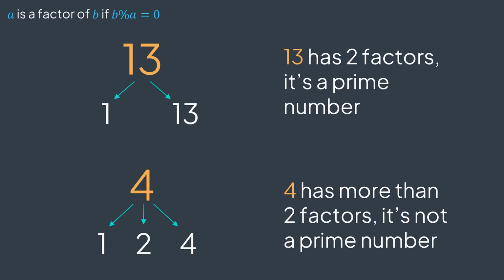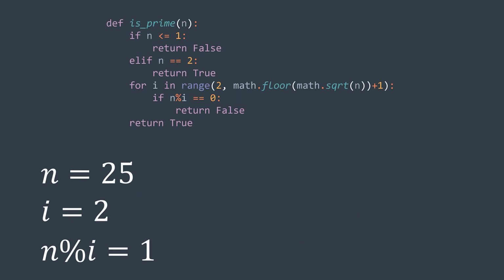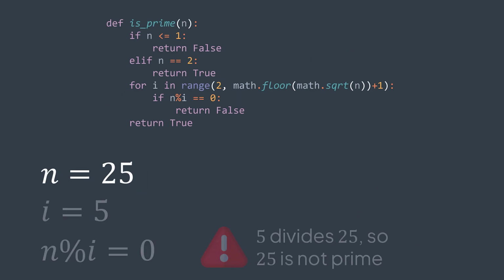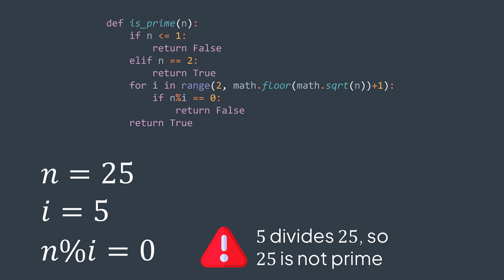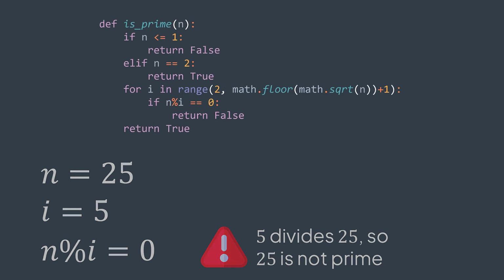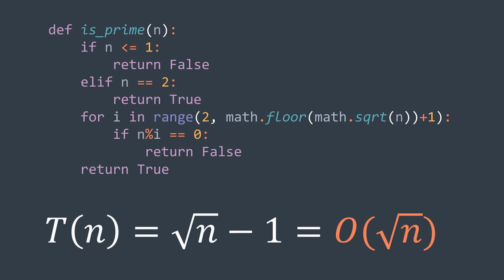A prime number is a natural number that has exactly two factors. It's divisible by 1 and itself only. A basic method to check if a number is prime is to traverse numbers from 2 to square root of n, and if one of them divides n, then n has more than two factors, therefore it's not a prime number. We're traversing square root of n minus 1 numbers, so the time complexity is O of square root of n. Now, what if we want to find all prime numbers up to n?